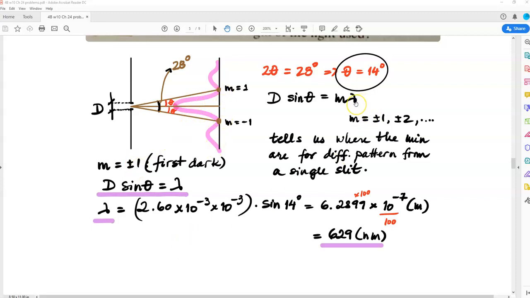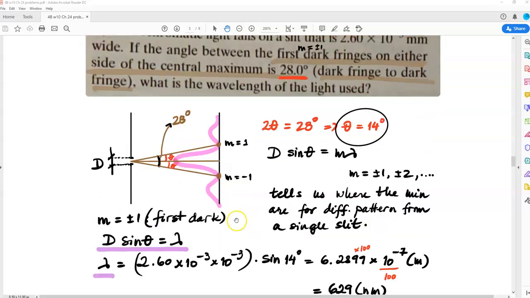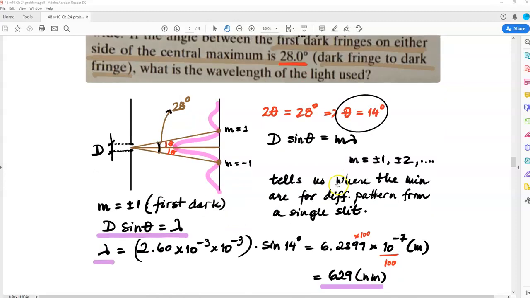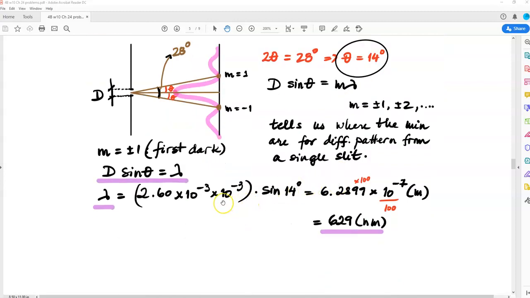Meaning that if you pull out lambda from here, you get d sine of theta, and then you make m equals 1. That's an easy way to conduct this. You plug in your numbers. Be careful to make sure you convert. This was 2.6 times 10 to the minus 3 given, but also times 10 to the minus 3 because it was in millimeters. This is converted into meters, sine of 14, and you get this number.